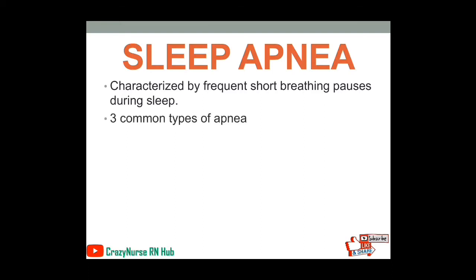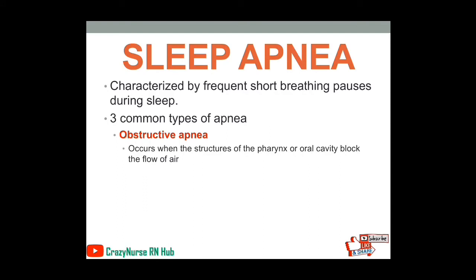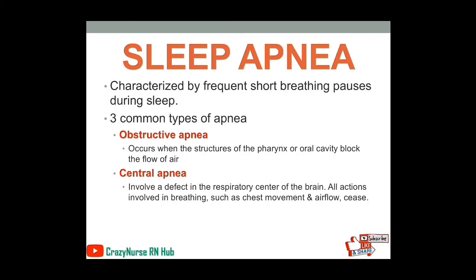There are 3 common types of sleep apnea. First, we have obstructive sleep apnea. It occurs when the structures of the pharynx or oral cavity block the flow of air. The other one is central apnea. It involves a defect in the respiratory center of the brain. All actions involved in breathing, such as chest movement and airflow, cease. The other one is mixed apnea, a combination of central and obstructive apnea.